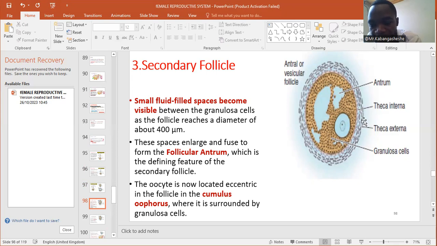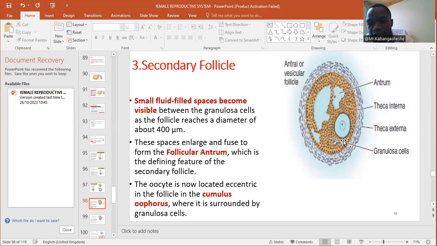As a result, the theca folliculi can now be divided into two parts, the inner layer and the outer layer. The inner layer is what we're going to refer to as the theca interna. You can see that with cuboidal cells. Then the outer layer is what we call the theca externa with flattened cells. Okay.